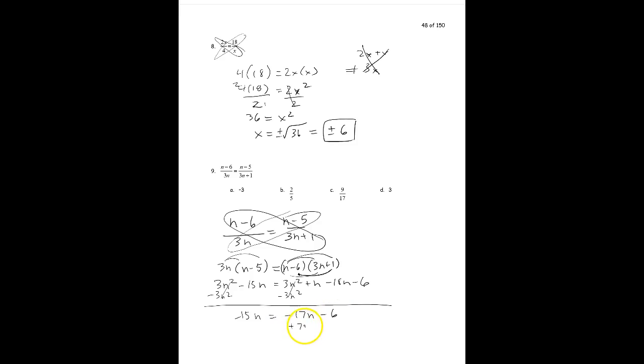And then I add 17n to both sides to get the n's together. That gives me 2n, these cancel, equals negative 6. And divide both sides by 2 to get n equals negative 3, which is answer A.